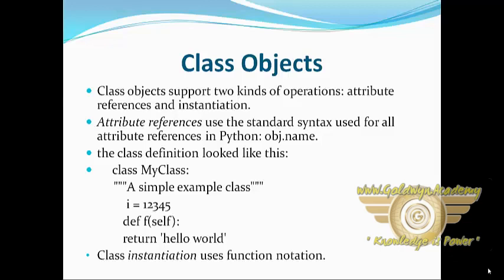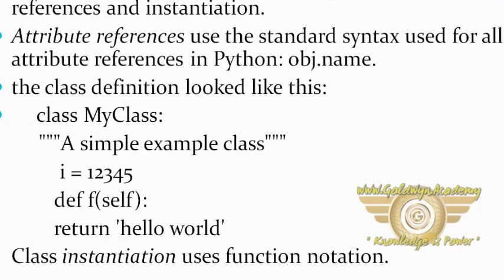and a function definition def f(self): return 'hello world'. Then MyClass.i and MyClass.f are valid attribute references, returning an integer and a function object respectively. Class attributes can also be assigned to, so you can change the value of MyClass.i by assignment.